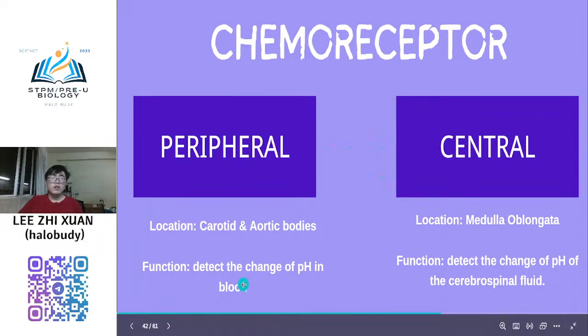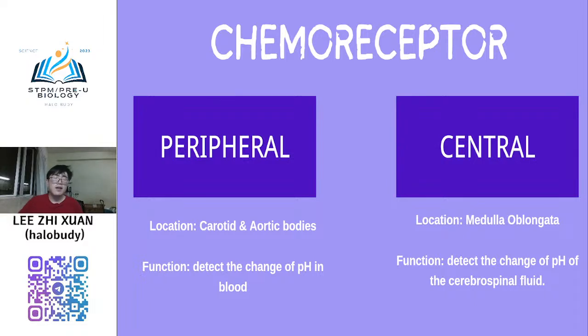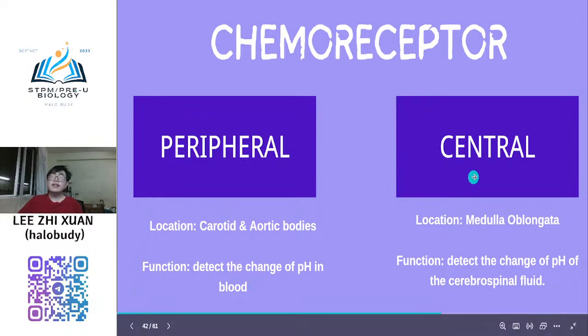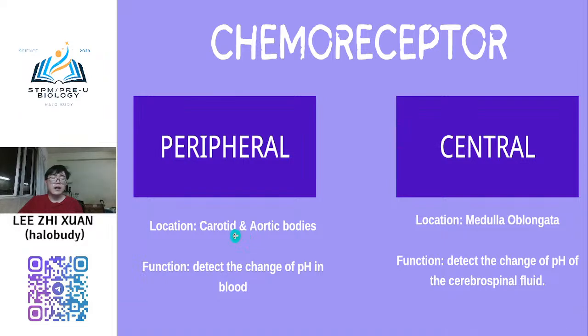Although the function is same, to detect the change of pH, the detection destination is different. Peripheral detects the blood, and then the central one detects the cerebrospinal fluid. And then the locations are totally different also. Peripheral is located at the carotid and aortic body, and then the central is located in the medulla oblongata.